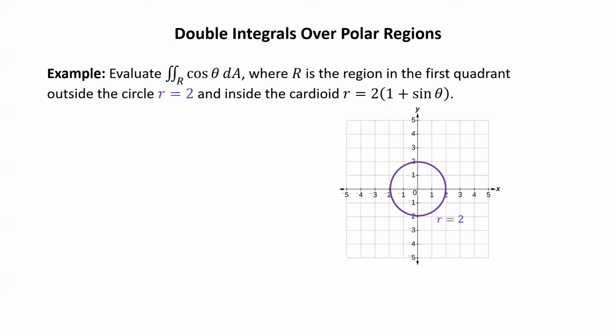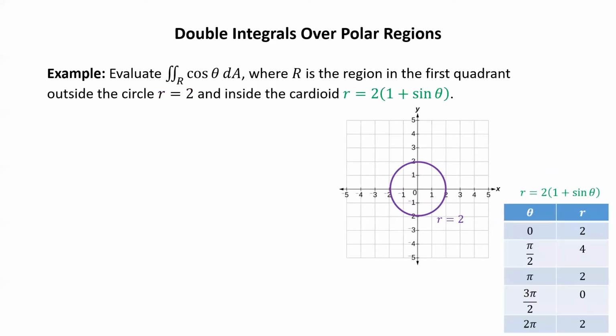In polar, the equation r equals 2 has a graph that is a circle of radius 2 centered at the origin. For the cardioid, I'm going to make a little table of values. So I'm going to pick some key values for theta and substitute them in to get the corresponding values for r. So starting with theta equals 0, we get r equals 2 times (1 plus sine of 0). Now the sine of 0 is 0, so we just get 2 times 1, which is 2.